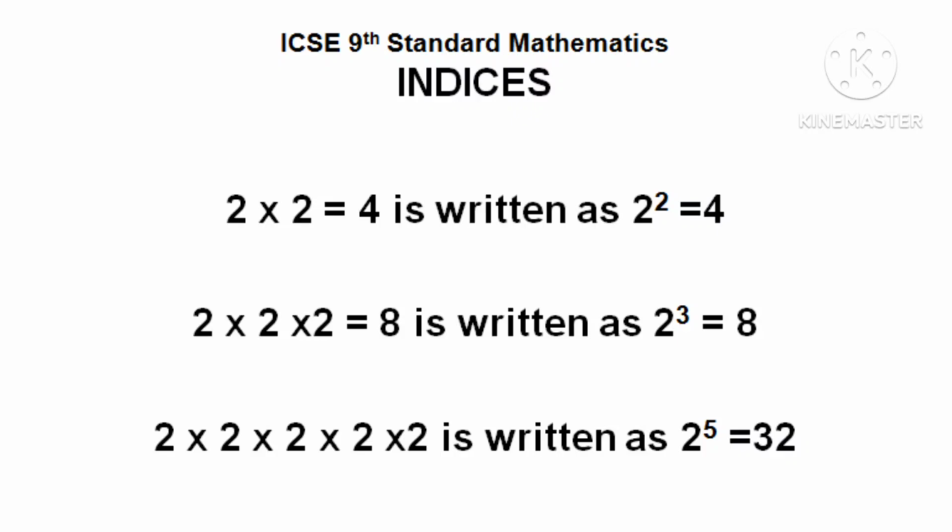Indices is a very easy technique. In this method, when we write 2 multiplied by 2 equal to 4, it is written as 2 raised to 2 equal to 4. When we have to write 2 times 2 times 2 is equal to 8, it is written as 2 raised to 3 equal to 8. This means that 2 is multiplied 3 times. In this case 2 is called the base and 3 is called the index. For writing 2 multiplied 5 times we write 2 raised to 5 equal to 32. In this case 2 is the base and 5 is the index.